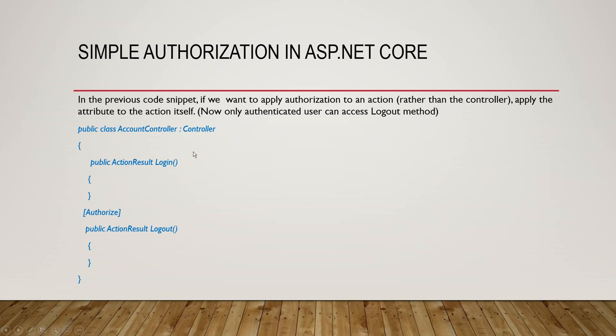Now only authenticated users can access the logout method. So for login, unauthenticated users can access login. That's fair enough, because login does the complete authentication. So unless you put an attribute, you don't put any attribute, or just put the allow anonymous attribute, people will not be able to have access to the login method.